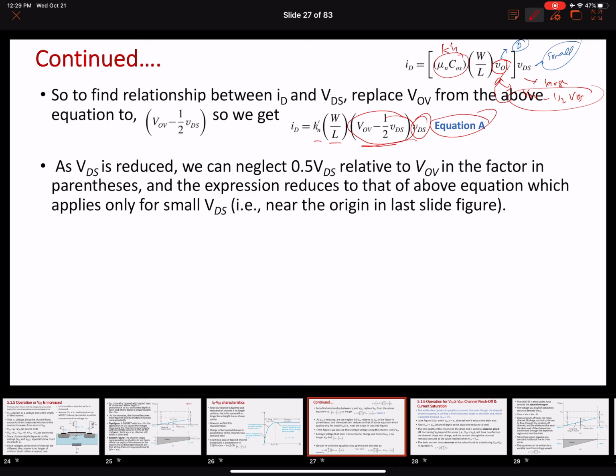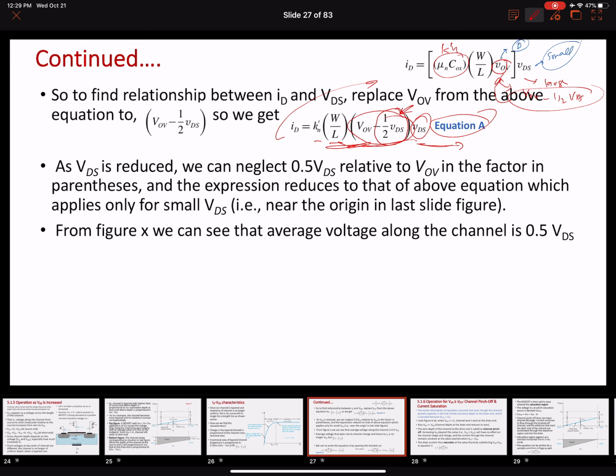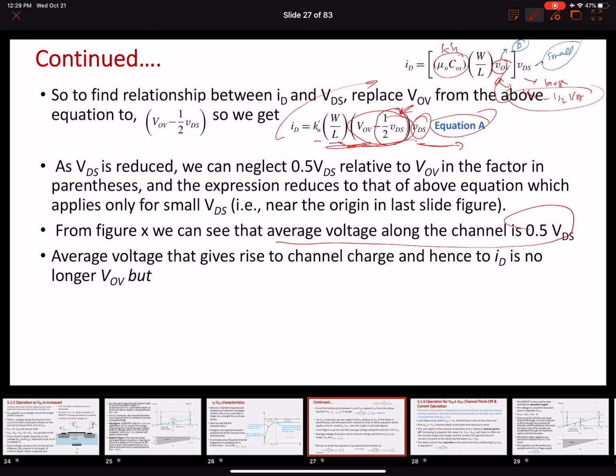As you can see, if you start from this equation and reduce the value of VDS, we can easily neglect this term, and this equation will again become equal to the top equation. We talked about this: the average voltage along the length of the channel is half of VDS. So the average voltage that gives rise to the channel charge, and hence ID, is no longer VOV but VOV minus half of VDS.